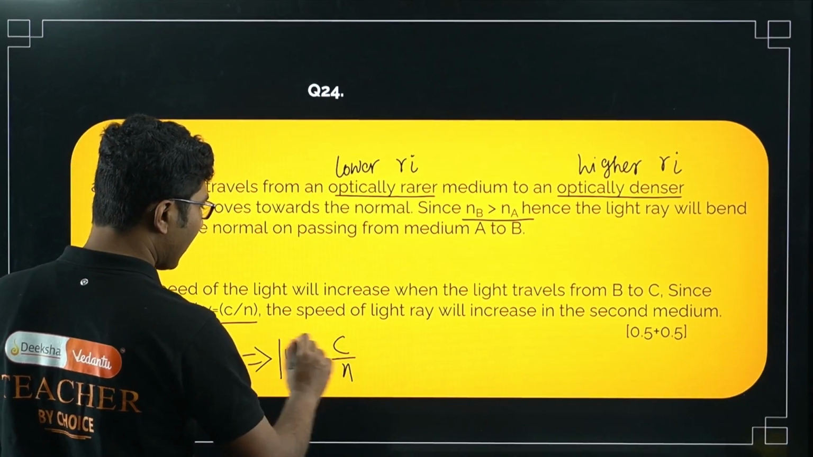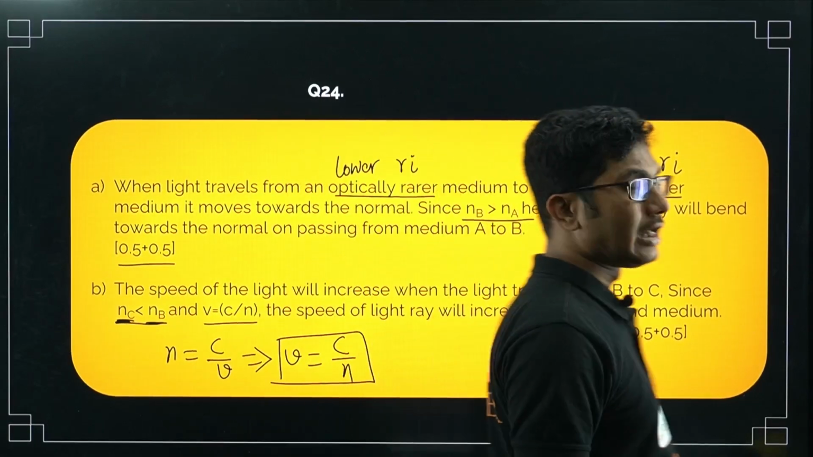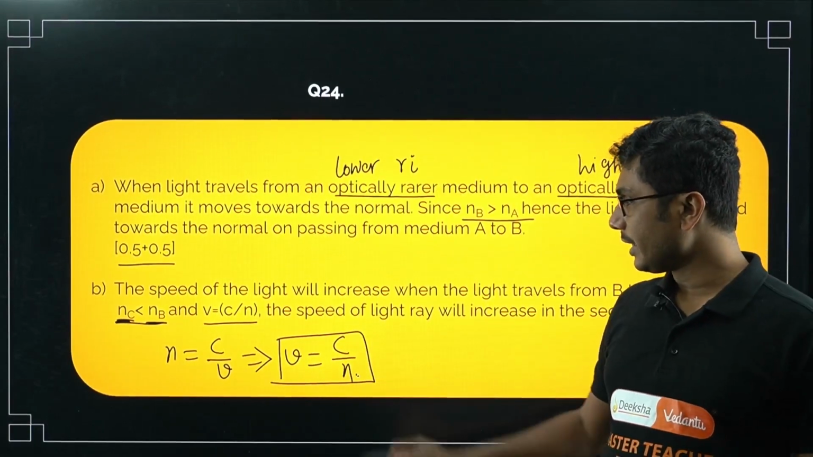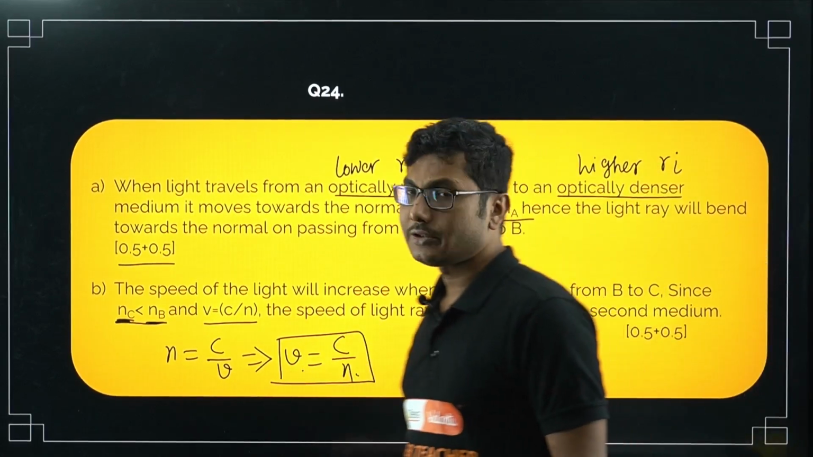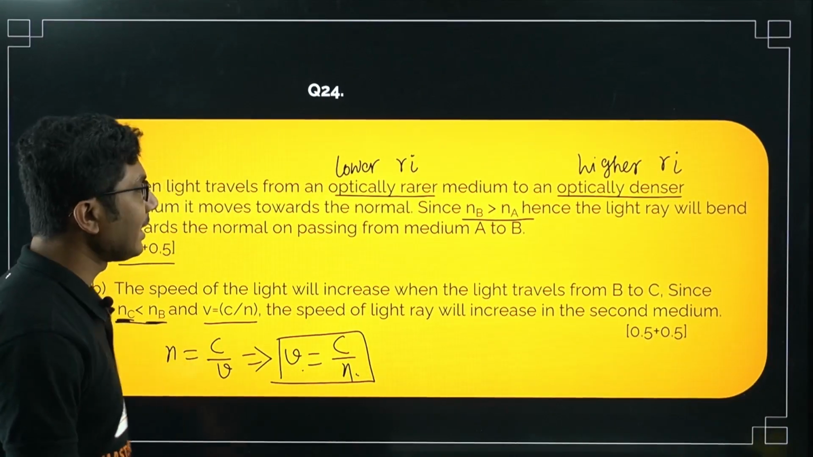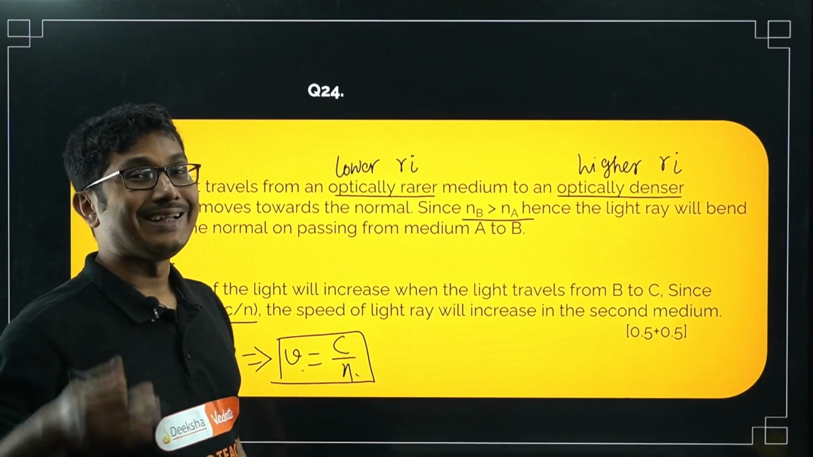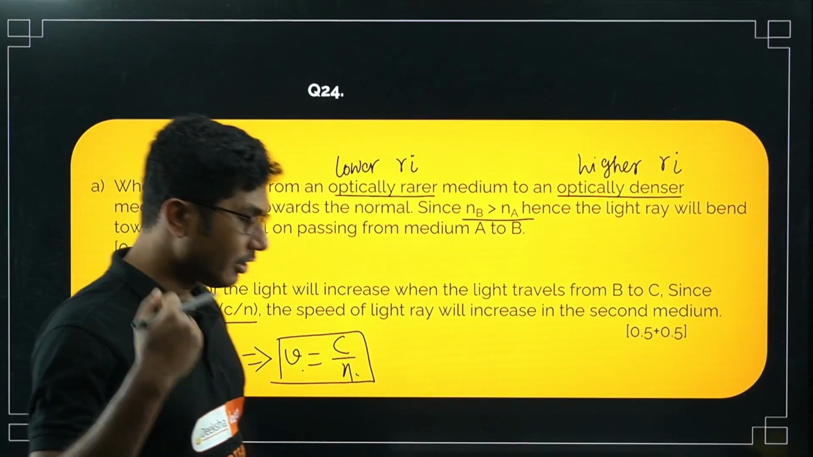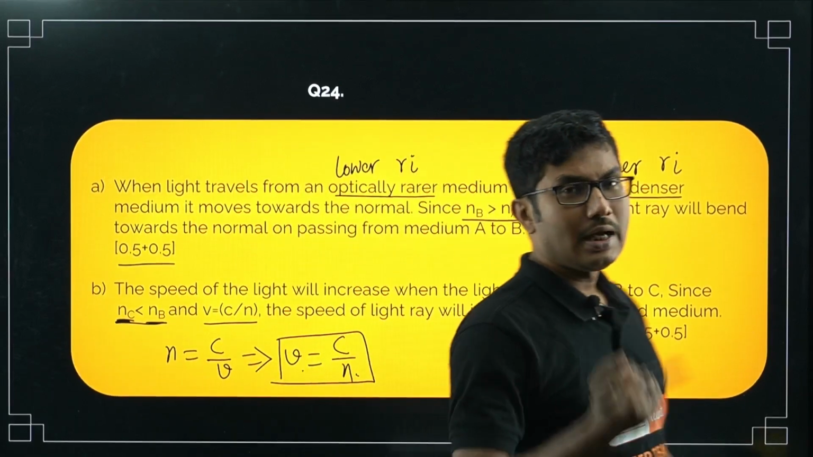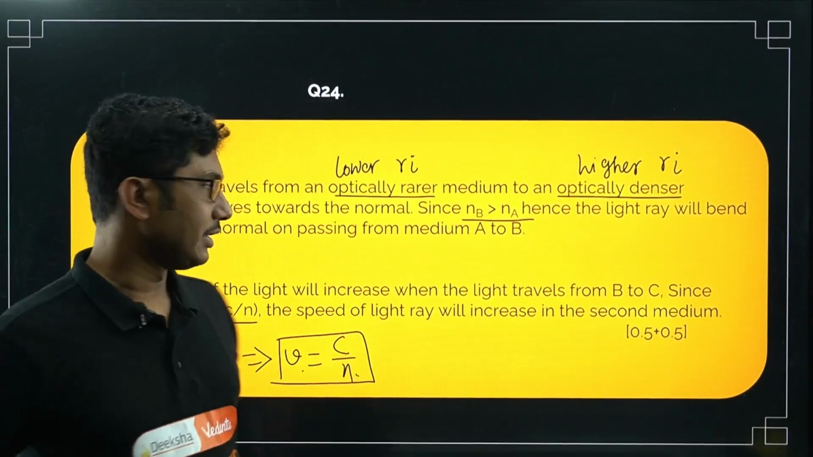C is the speed of light in vacuum, which is a constant, 3 into 10 to the power of 8 meter per second. So higher the refractive index, lower is the speed. Okay, so based on that explanation, you have to say that when the light travels from B to C, the speed of light increases. The question was speed of light increases. So because it is traveling from optically denser medium to optically rarer medium, speed of light will definitely increase.